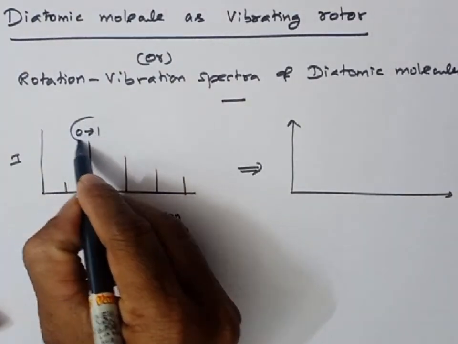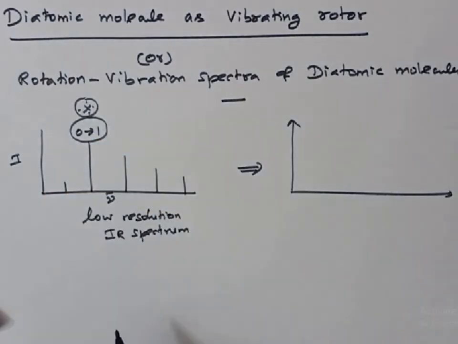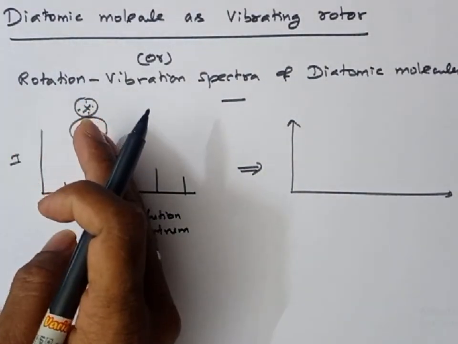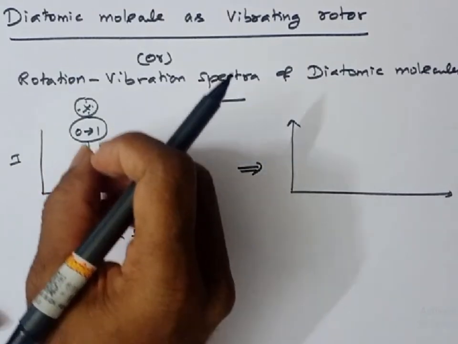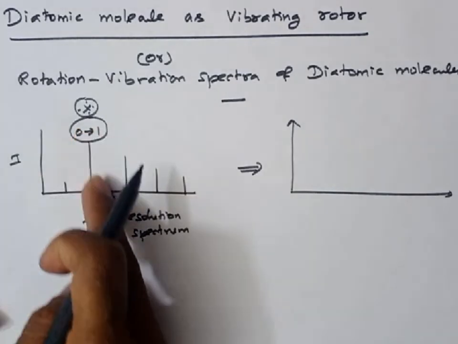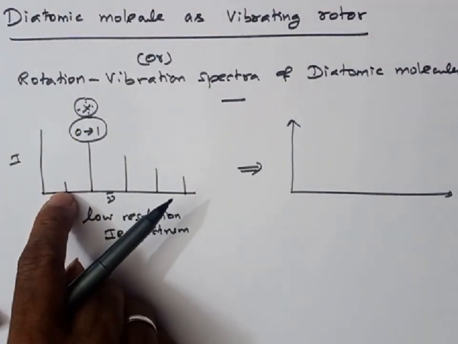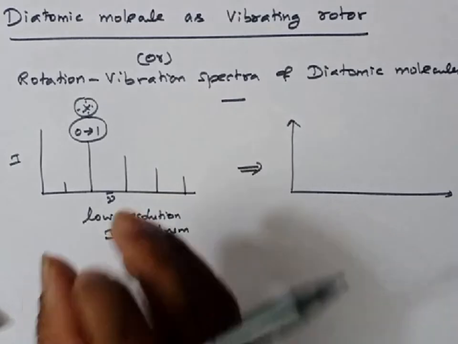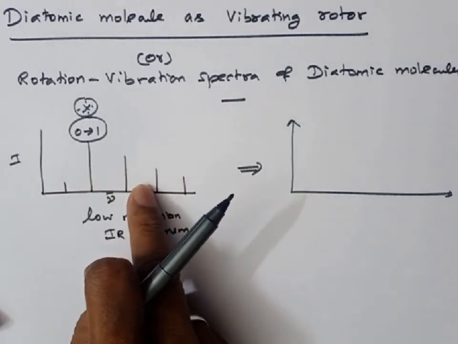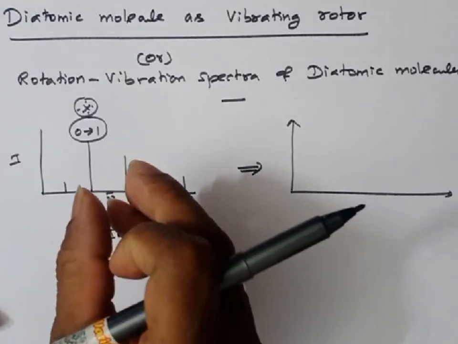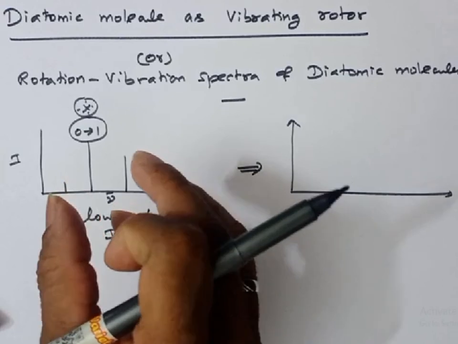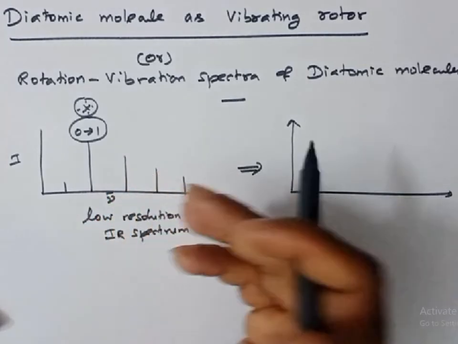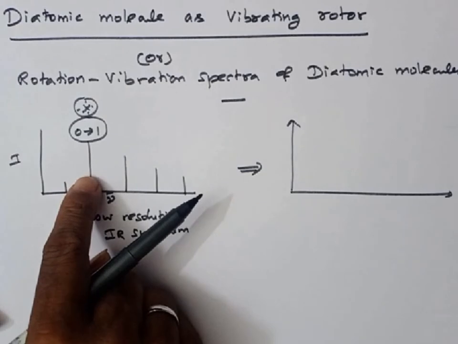We are going to focus mainly on the fundamental vibrational transition. Why? Because that line is highly intense. Since the line is highly intense, it is easy to understand the many lines that form it. Whereas the first hot transition, first overtone, and second overtone lines also appear with many lines, but the problem is that their intensity is very small. So it is very difficult to understand the many lines that appear for the first overtone, second overtone, third overtone, and so on. So we are going to focus mainly on the fundamental transition.